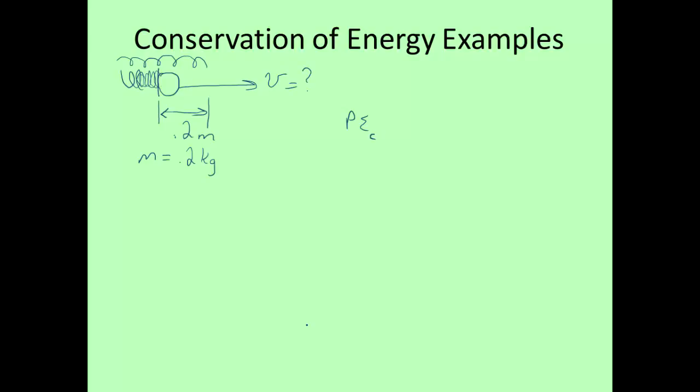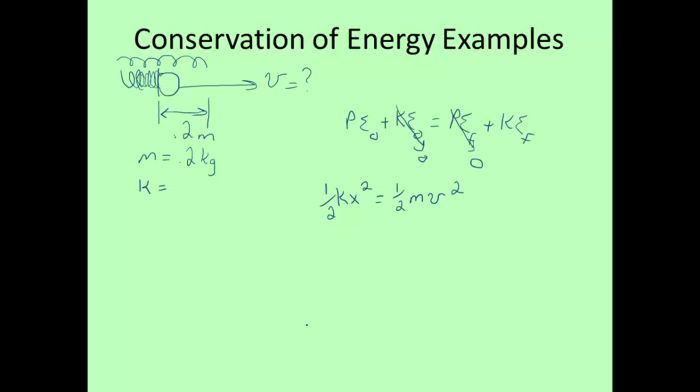Again, we want the original potential energy plus the original kinetic energy to be equal to the final potential energy plus the final kinetic energy. Potential energy final is going to be 0 because it's not on the spring anymore. The initial kinetic energy is also going to be 0 because the ball is not moving. In this case, however, potential energy is not due to gravity. It's due to the elasticity of the spring. So 1/2 kx squared is going to be equal to 1/2 mv squared.